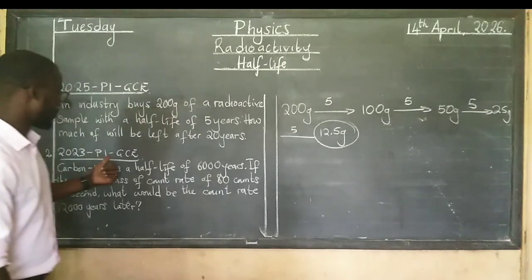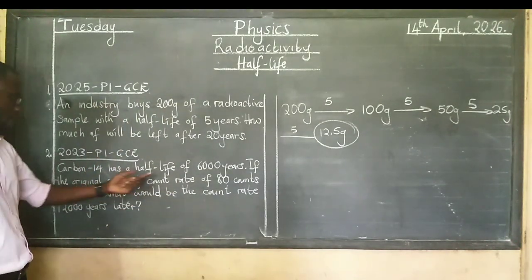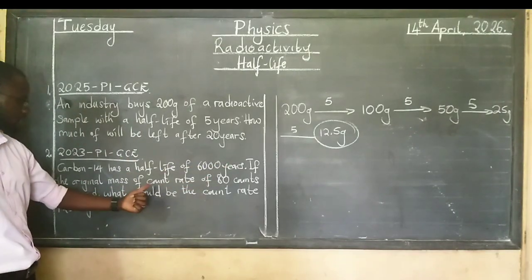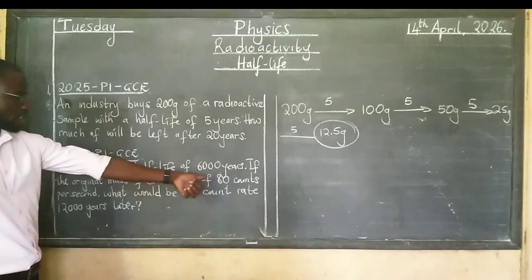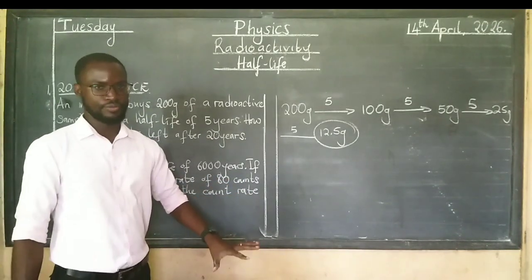Then 2023 paper 1 GCE, same thing. So what are we given? Half-life 6,000 years. Then the original count rate is 80 counts per second. What is this count rate?